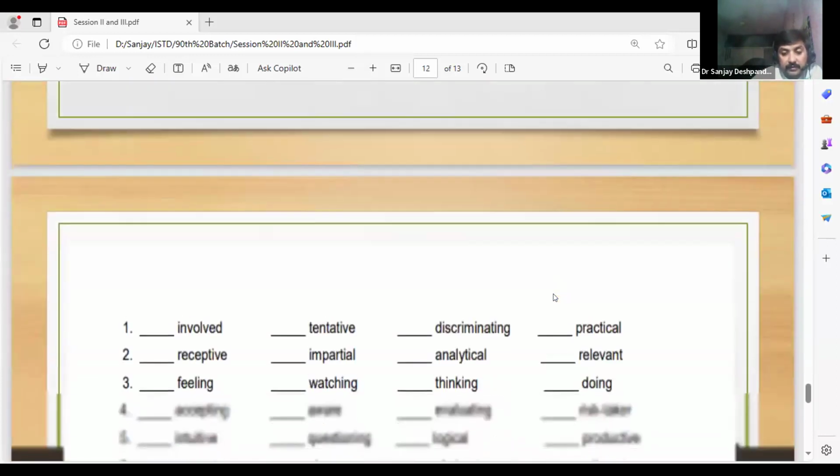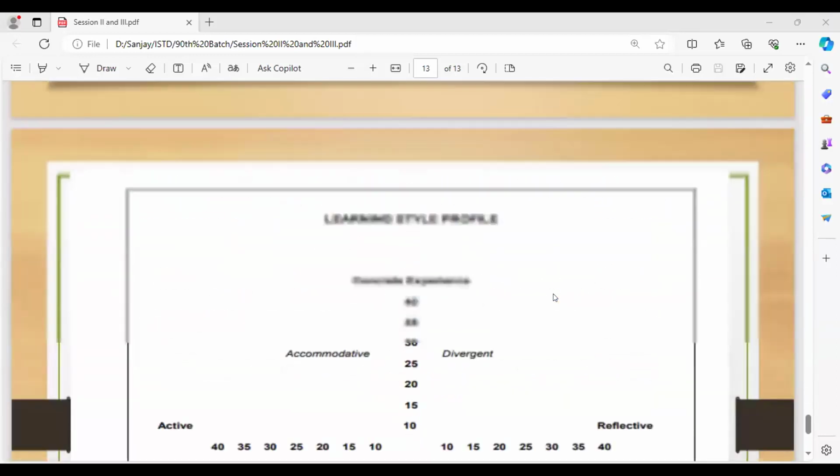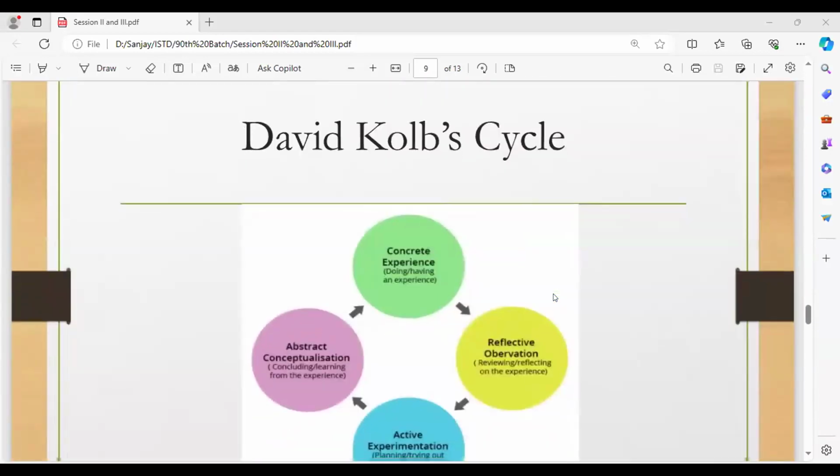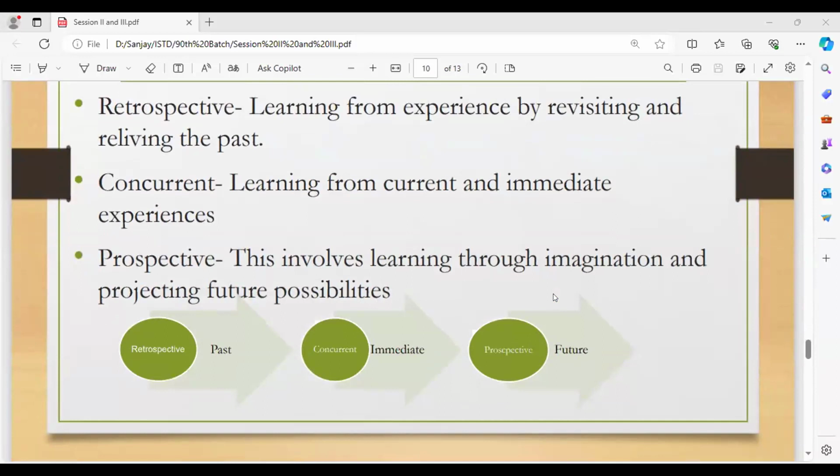Are you all with me? Yes, sir. I would request an example for the retrospective. Okay, fine. Retrospective is very simple.